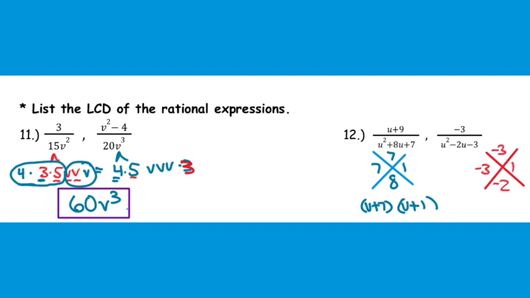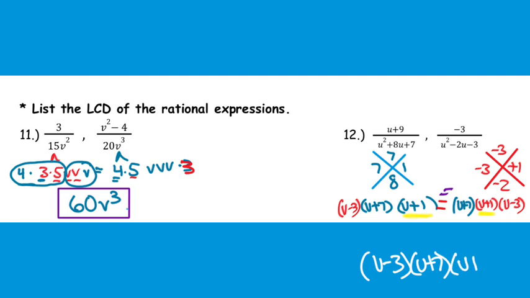For 12, I need to X box both of them to see what the denominator already has and what they have in common. What they have in common is a u plus 1. The first fraction is missing the u minus 3, and the second fraction is missing the u plus 7. And I don't need to multiply this back out. I just know that it's going to be these 3 binomials together of u minus 3, u plus 7, and u plus 1.